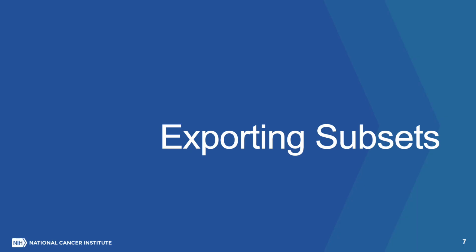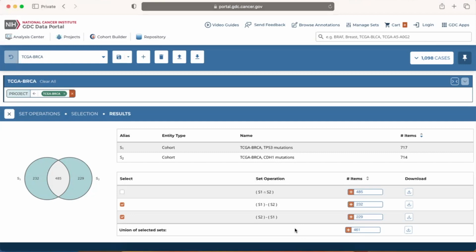Exporting subsets. Each row in the overlap table has a button in the download column which can be used to export the subset. The downloaded TSV file contains the subset as a list of UUIDs, which are GDC-specific universally unique identifiers. This TSV file can be used to import a set of cases as a new cohort in the cohort toolbar, as described in the GDC Cohort Builder video.